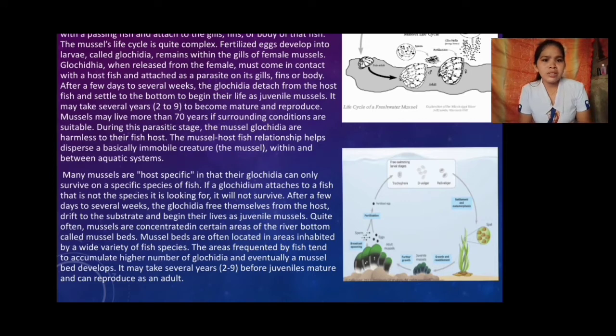Nagtapok-tapok na sila. Mussel beds are often located in areas inhabited by a wide variety of fish species. So daghan sila magtapok diha, tungod kay kung asa siya maitagak or asa siya ma-detach sa fish, ana sila magpuyo. The areas frequented by fish tend to accumulate a higher number of glochidia, and eventually a mussel bed develops. It may take several years, 2 to 9, before juveniles mature and can reproduce as adults.